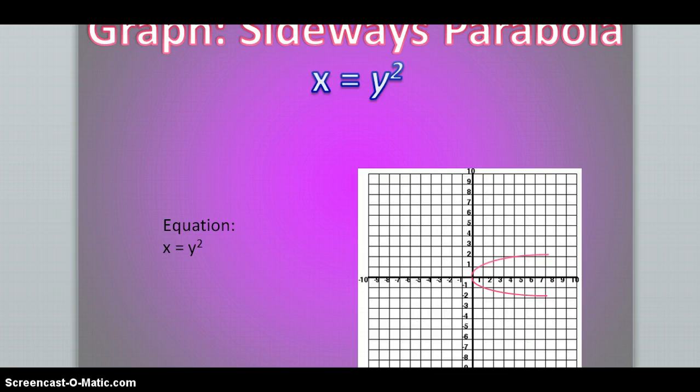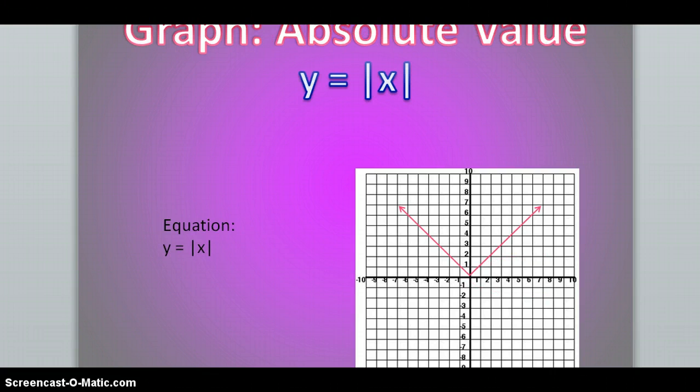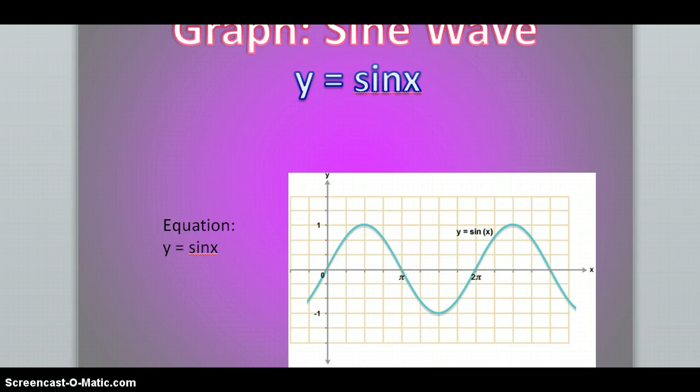Then the next one is a sideways parabola, where you have x equals y squared, and it will look like a C. And if there's a negative in front of the y, it will be inverse. Next is the graph of an absolute value, and that is what's shown here. It always makes that basic V shape. Then you have the sine waves. Sine waves are always this wavy thing.